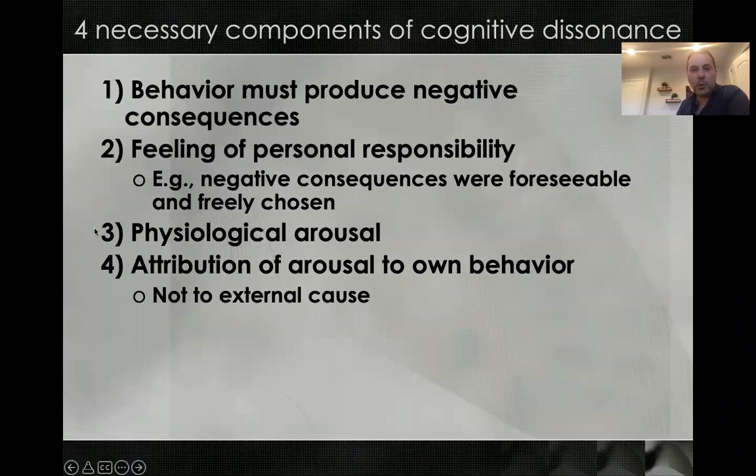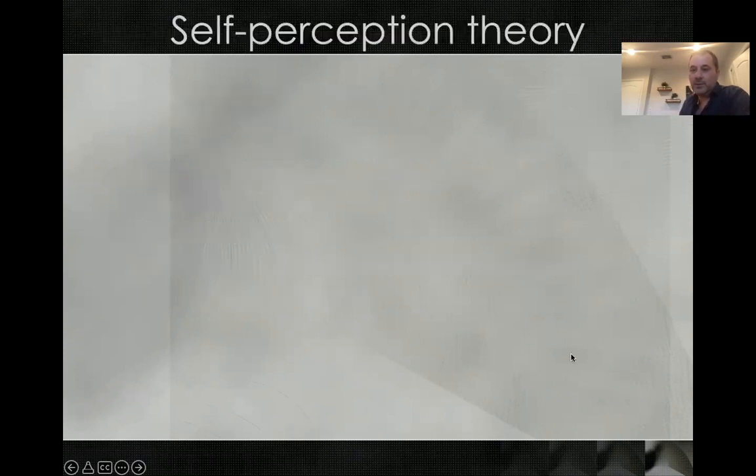But as I mentioned, the most important idea here is this third point, the fact that we have to experience physiological arousal to experience cognitive dissonance. The reason for that is because when cognitive dissonance theory was created in the 1950s, it led to hundreds and hundreds of studies. There were a ton of implications that were now being researched by various social psychologists. For the next 15 years or so, that was the case.